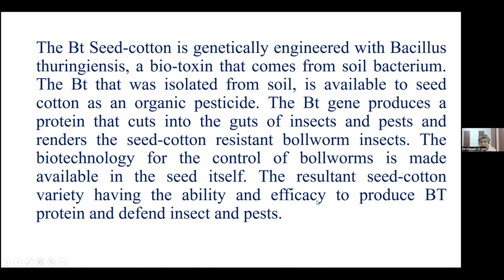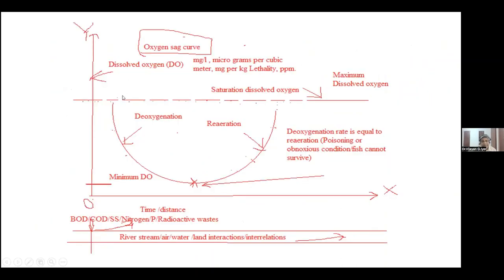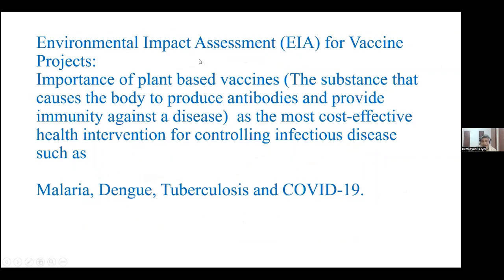Here, environmental quality. My second paper is on the assessment of environmental quality function deployment for Indian double roller cotton ginning industries. So the efficacy is to produce BT protein and defend against insects and pesticide. This is where deoxygenation and re-aeration take place. Deoxygenation and re-aeration, and environmental impact assessment.